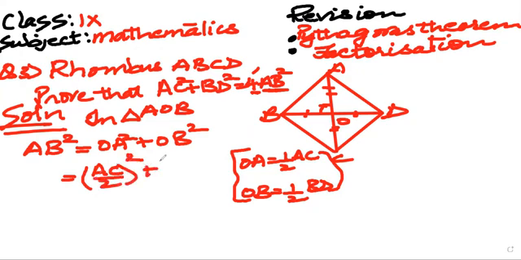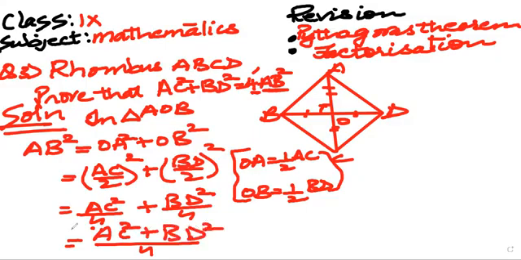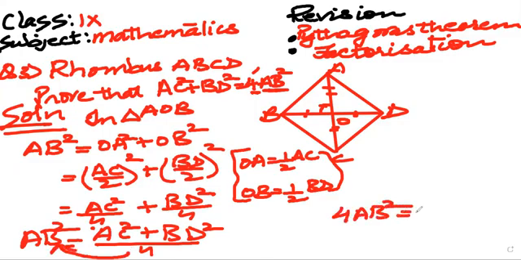And instead of OB, what can I substitute here? BD upon 2. Okay, now square, let's do it. It will be AC square upon 4 plus BD square upon 4. And if you take further LCM, 4 is the LCM and you will get AC square plus BD square. Okay, and now just last step is left. Now send 4 on the other side. You will get 4AB square is equal to AC square plus BD square.